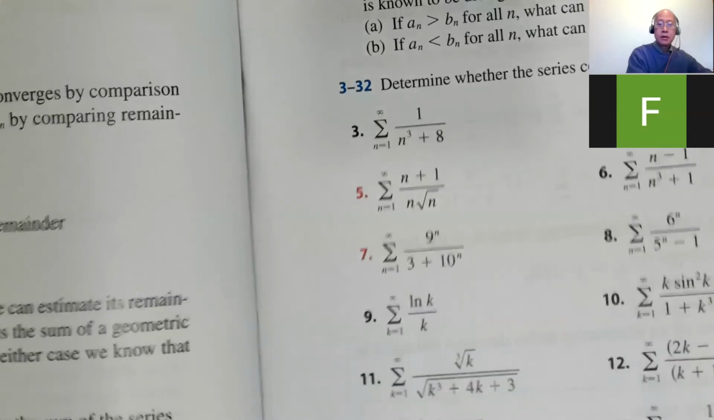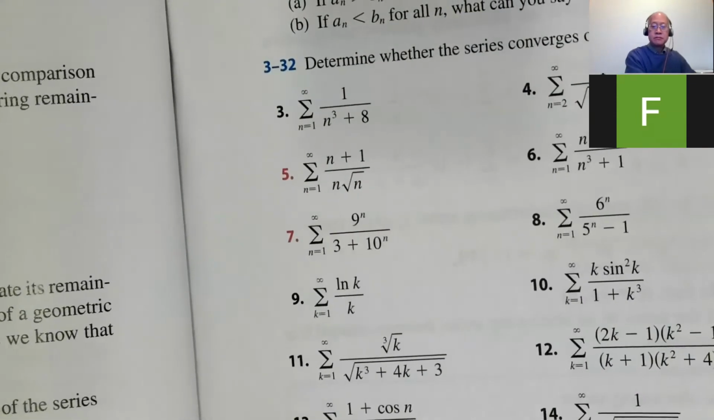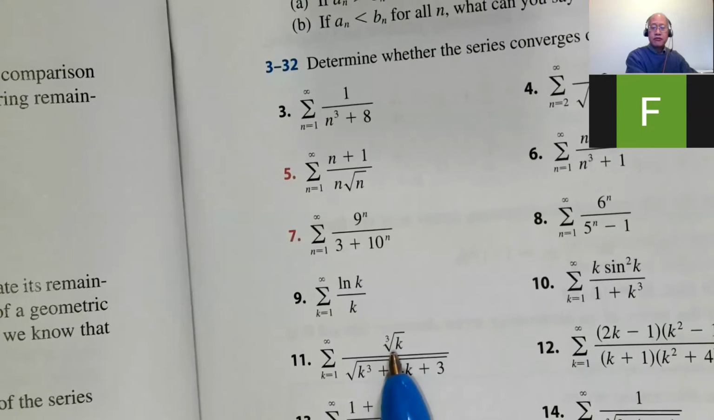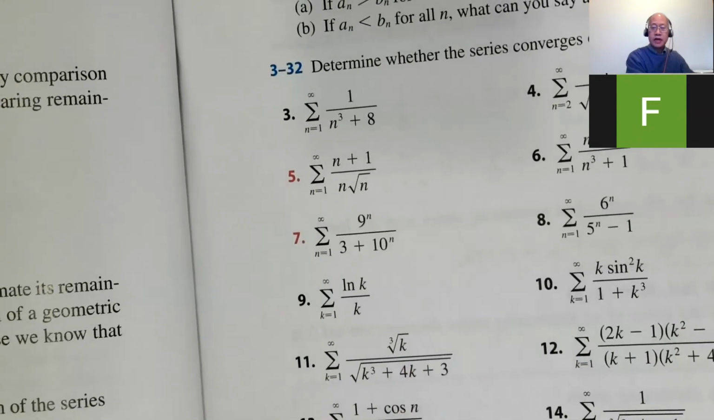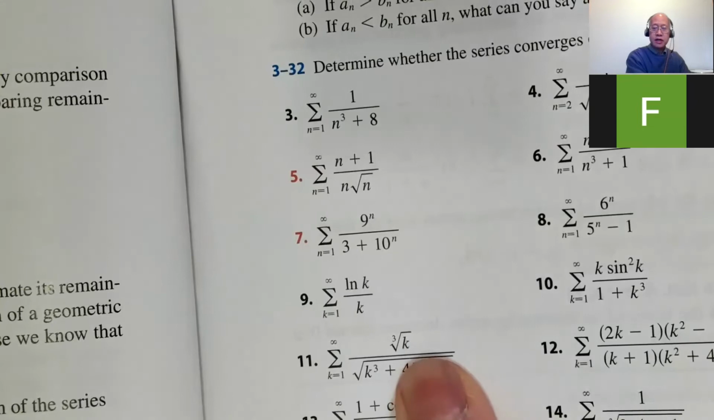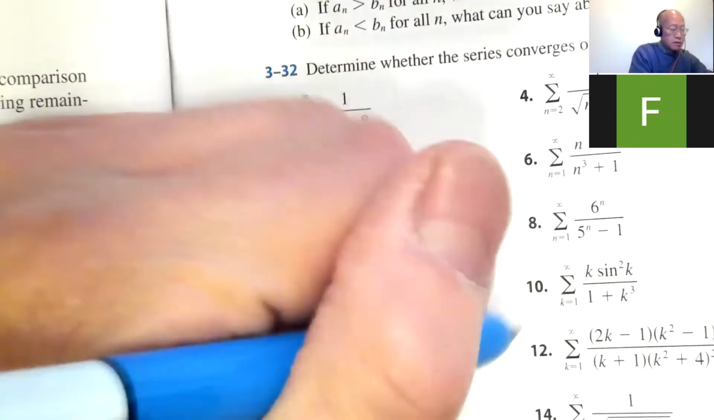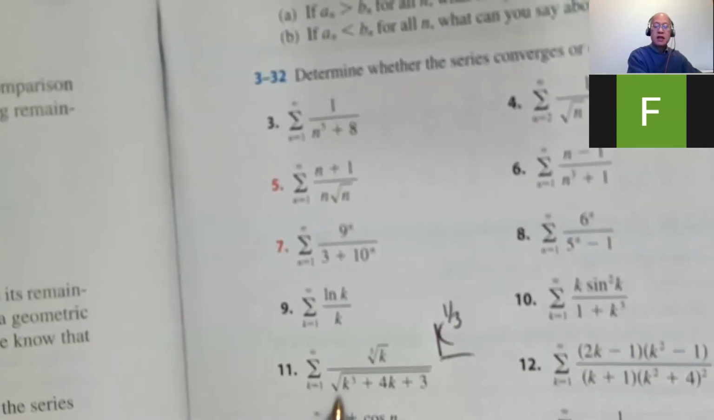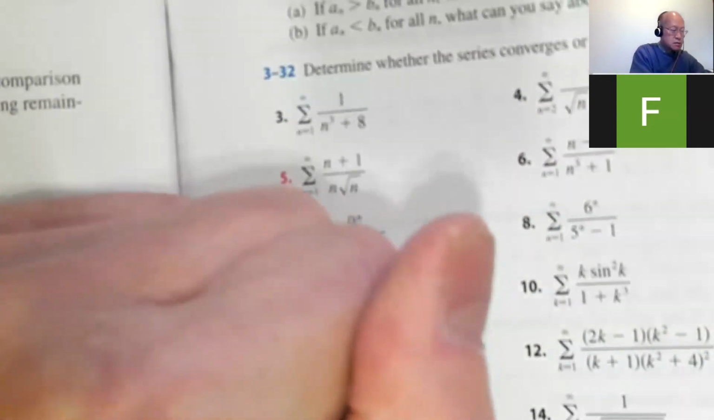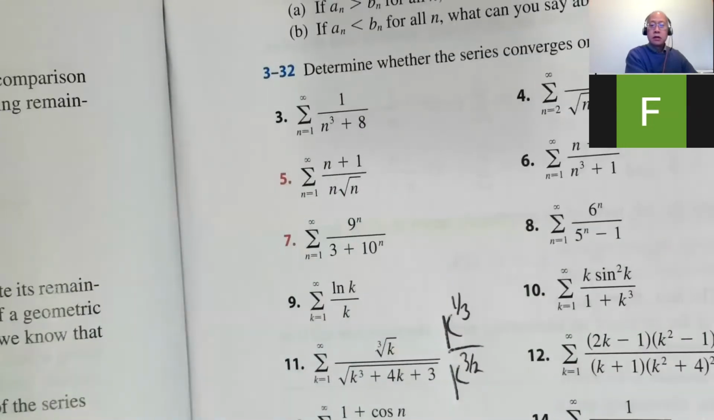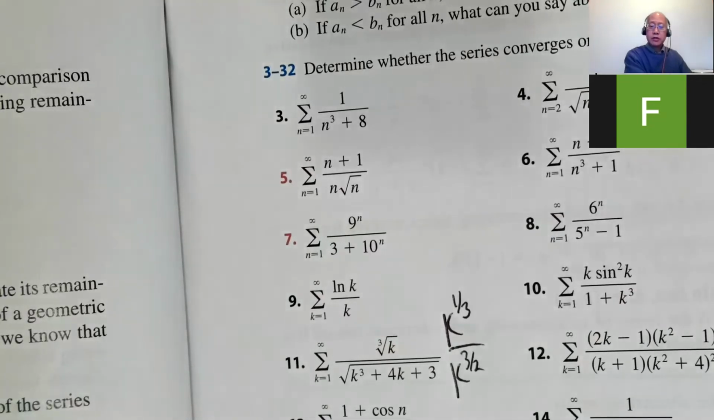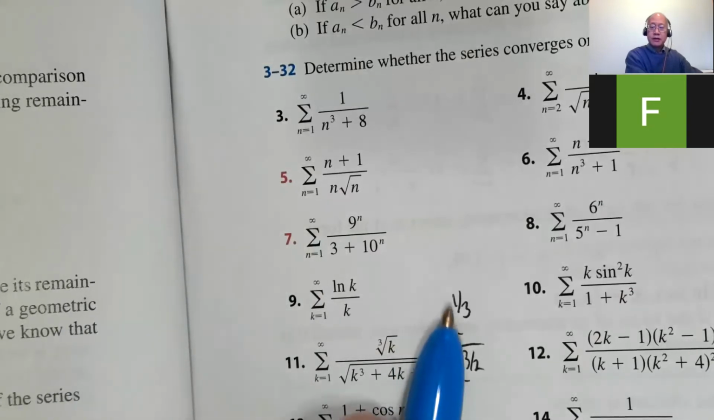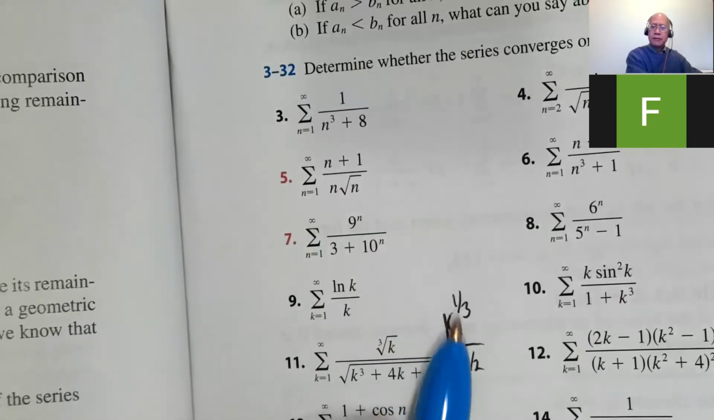Okay. 11. You kind of have to do some fractional work. So for super big k, you ignore the 4k plus 3. I'll just put in my notes here. This is k to the 1/3. This is k to the 3/2. So that would be my comparison series. And do a little bit of arithmetic to find out what happens when you divide. Looks like the common denominator would be 6.